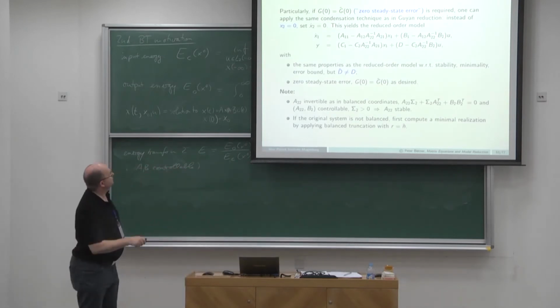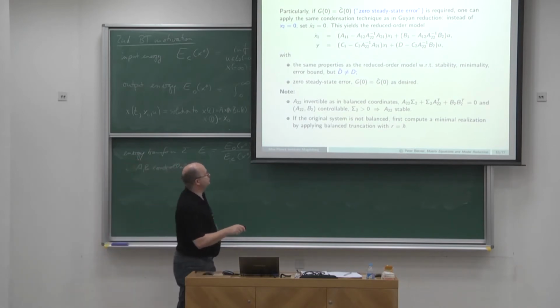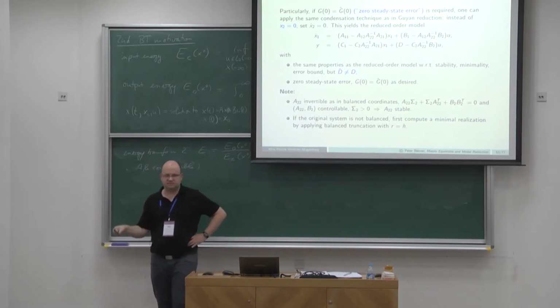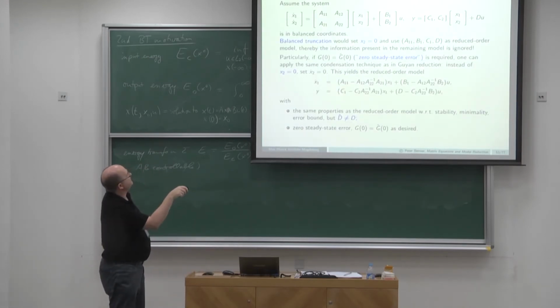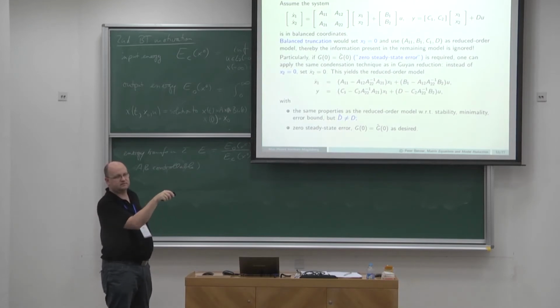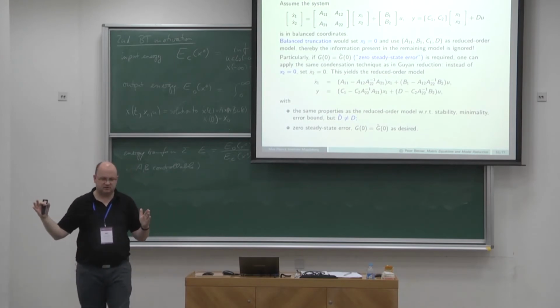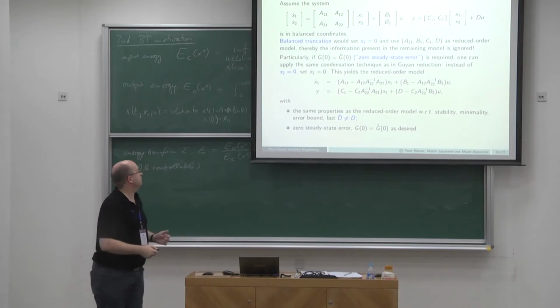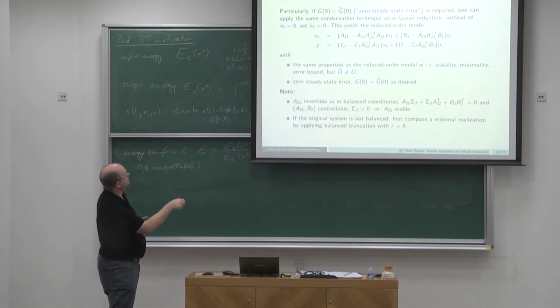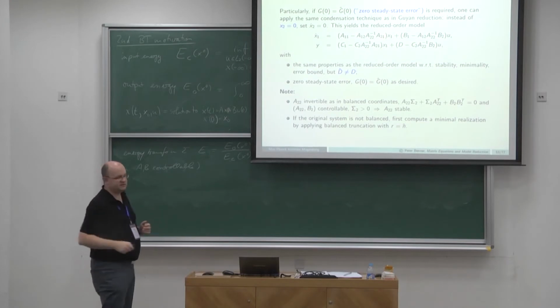Okay, so that I said already, and this should read: if the original system is not minimal, then we first have to compute a minimal realization using balanced truncation, and then use only the minimal part of the realization here. So you have to first eliminate all the uncontrollable and unobservable states before you can do that, because of this assumption that you have to make in order to have invertibility of A2.